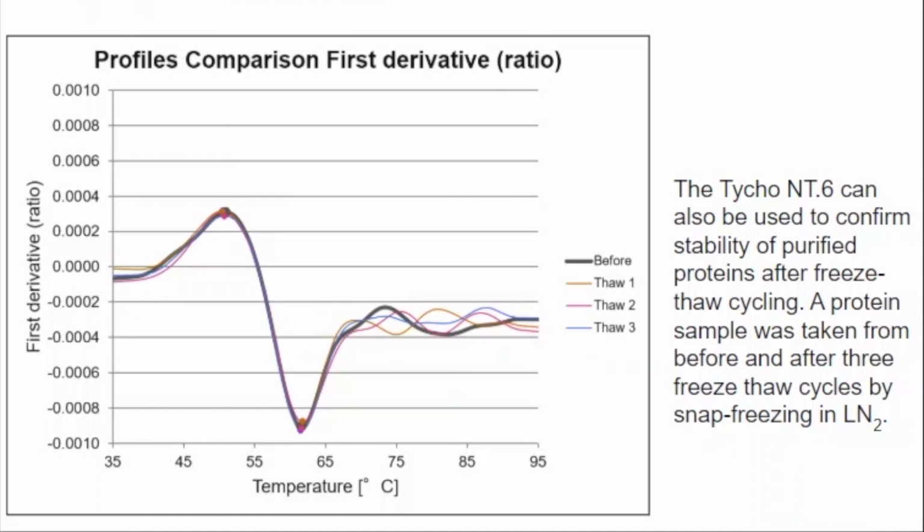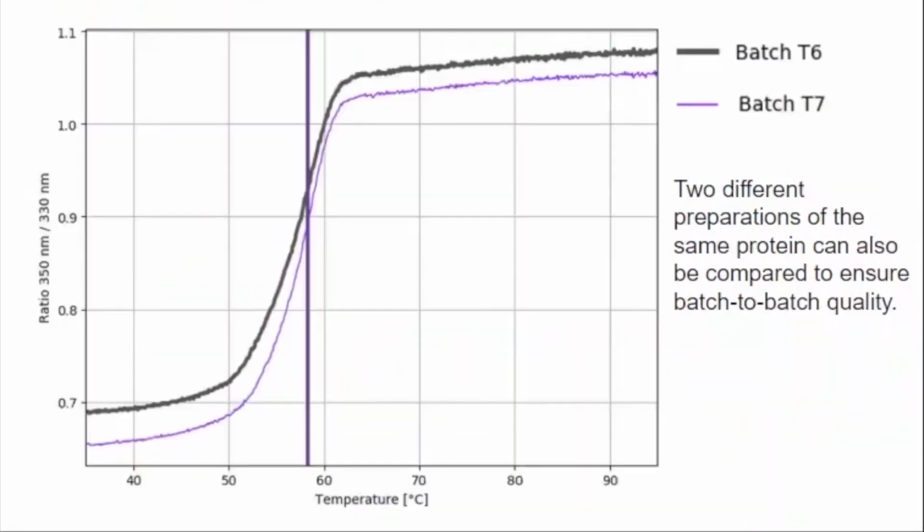Another thing that's important to us is ensuring that each batch of protein that we make for a client or for ourselves for our own research is pretty close. They're pretty identical. The quality is equal between those batches. And the Tycho is quite useful to us in that regard as well. In this experiment, I ran samples from protein batch number T6 and protein batch number T7 on the Tycho, batch T6 being the black line and T7 being the blue line.